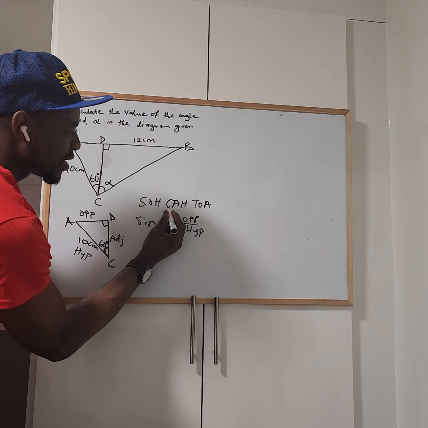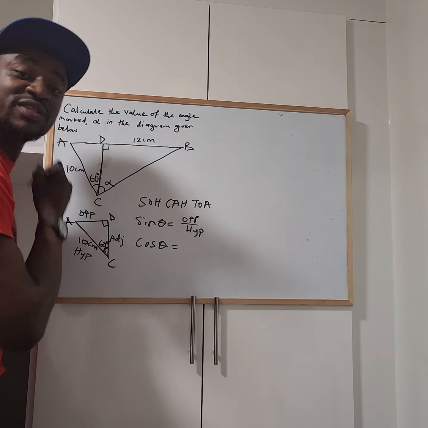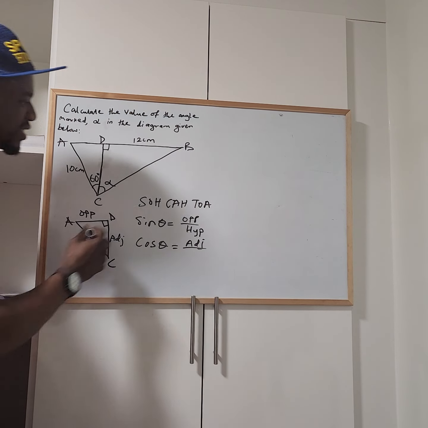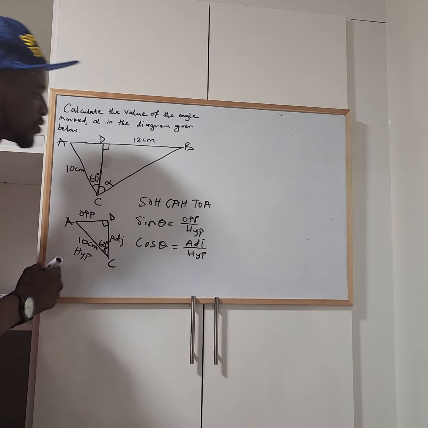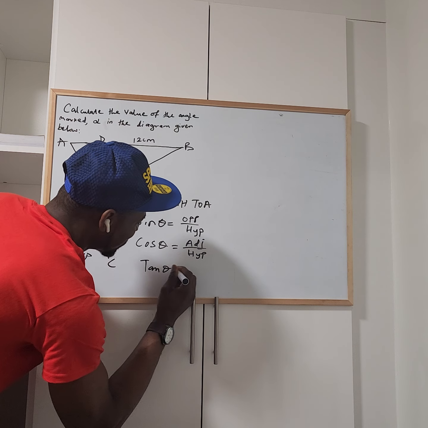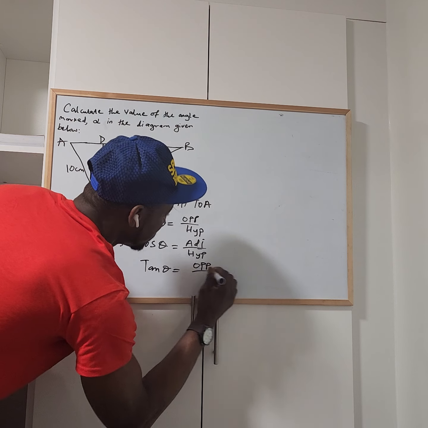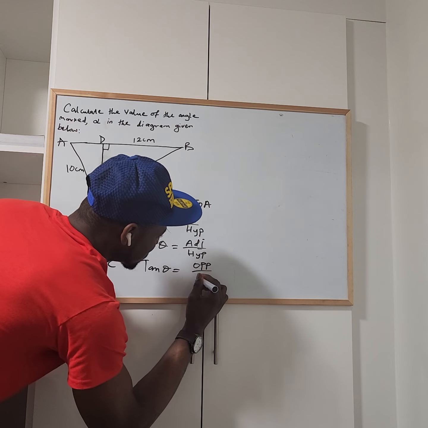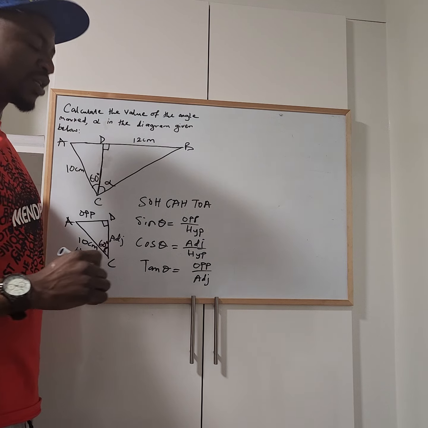Similarly, C here represents cos theta. Who can tell me what A is? The adjacent. So it's just a short form of writing it. Then the H, of course, signifies your hypotenuse. And lastly, we have T representing tan theta. O becomes our opposite. And A, of course, represents our adjacent. So it is good you memorize this.